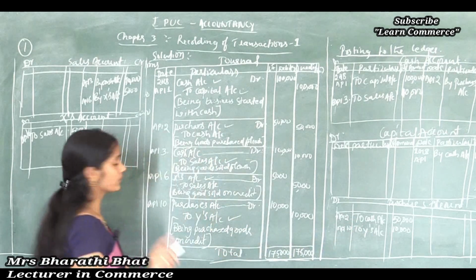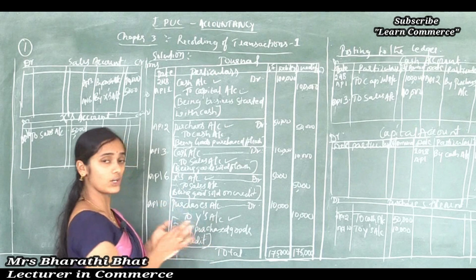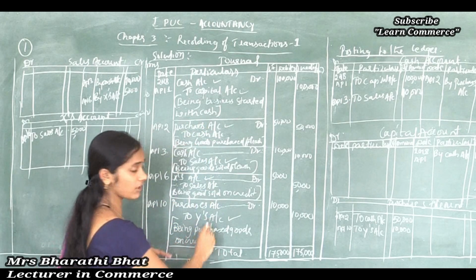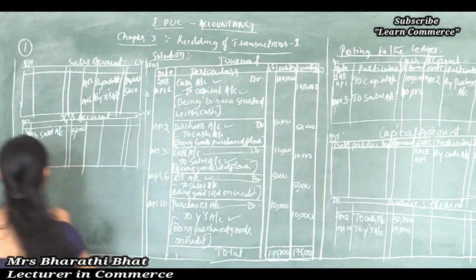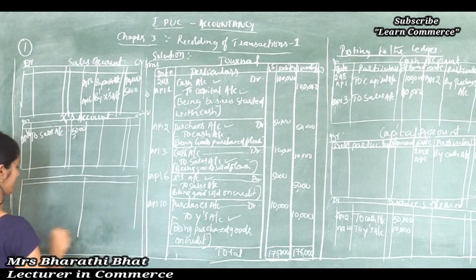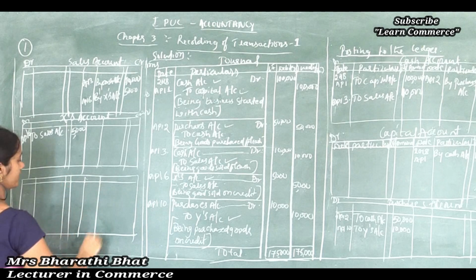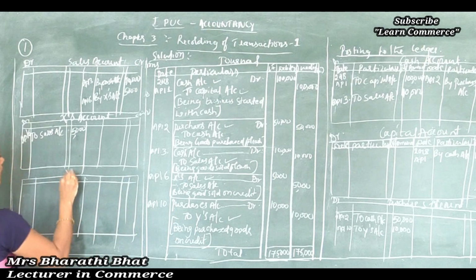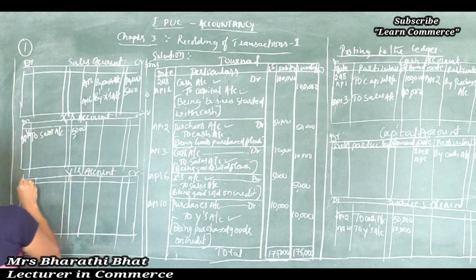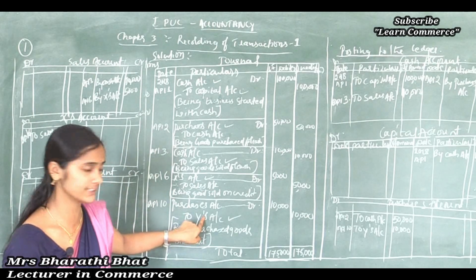So now we need to prepare Y's account, because purchases account is already prepared in the second transaction, but Y's account is not yet prepared, so we need to prepare Y's account. Clear? So date, particulars, JF, and date, particulars and JF. Y's account, credit side, debit side, purchases account debited to Y's account.